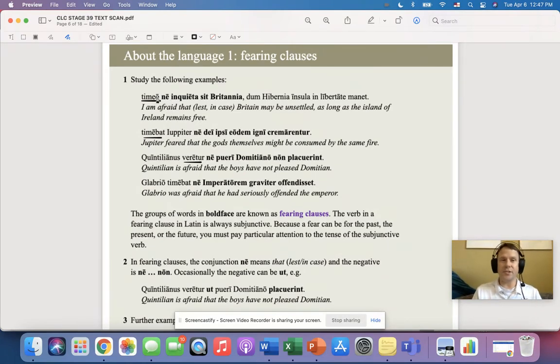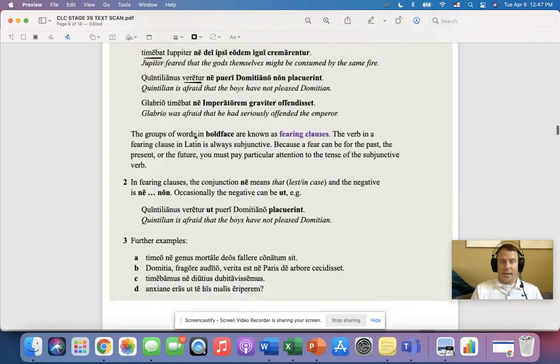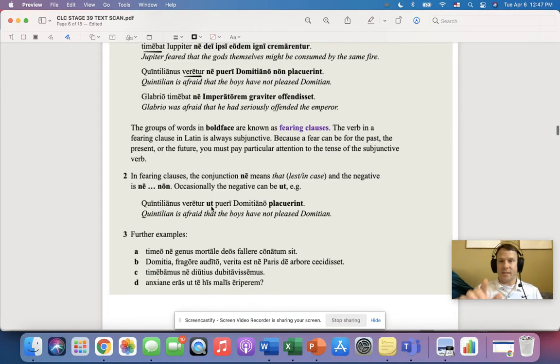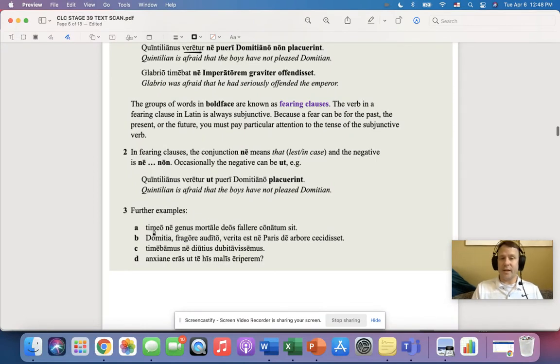Okay, so two big things: introduced by a fear verb, and then ut and ne are flipped. You can see an example where ut is so that not, right? So Quintilian is afraid that the boys, and then ut placuerint, have not pleased Domitian. So it takes something getting used to, but of course the context really helps you out, right? Quintilian would never be afraid that the boys pleased Domitian. That wouldn't make any sense. Okay, so we've got our examples here, and notice again, timeo ne, veritus est ne, timebamus ne.